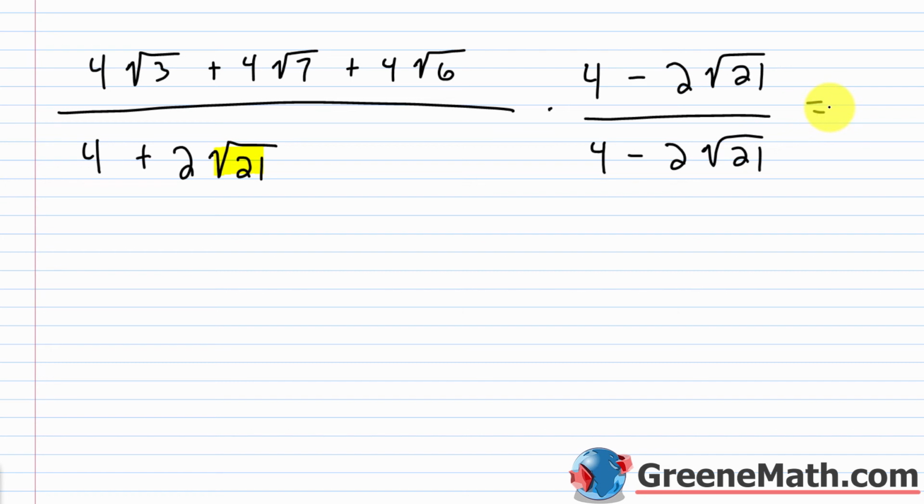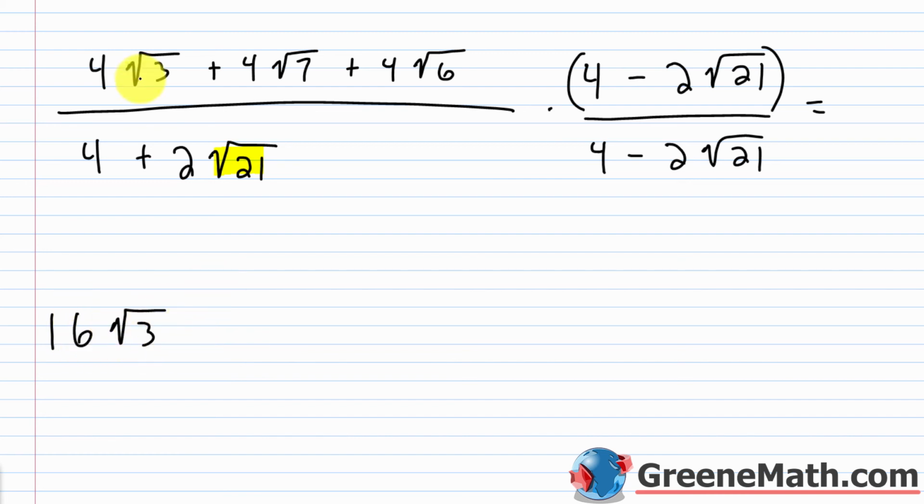And again, I know this is a very tedious problem, but it's something that, again, if you get this as a bonus on a test, it's really worthwhile to know how to do something like this. So what we're going to do is we're going to take 4 times the square root of 3 and multiply it by 4. So that's going to give us 16 times the square root of 3.